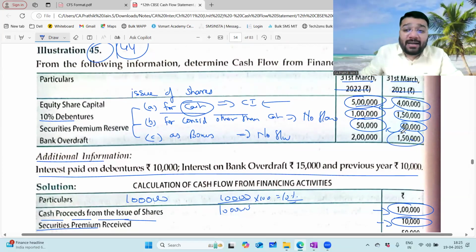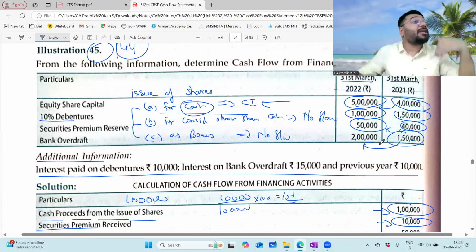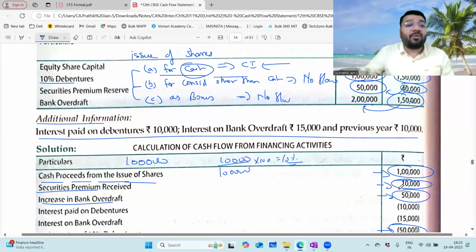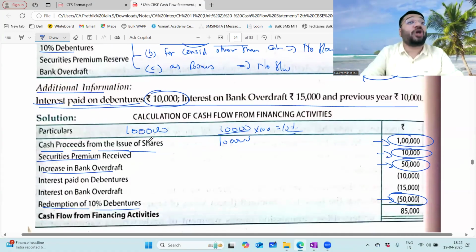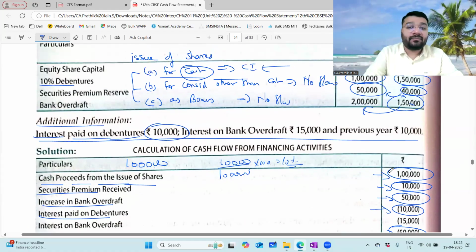Bank overdraft from 1 lakh 50 became 2 lakh. Bank overdraft means it's a kind of loan taken from the bank. 50,000 rupees extra loan taken. So it is a cash inflow. So increase in bank overdraft 50,000 cash inflow. Interest paid on debenture 10,000 cash outflow.